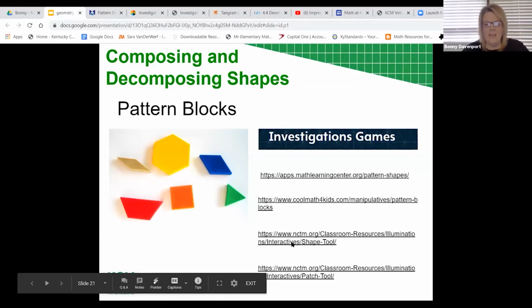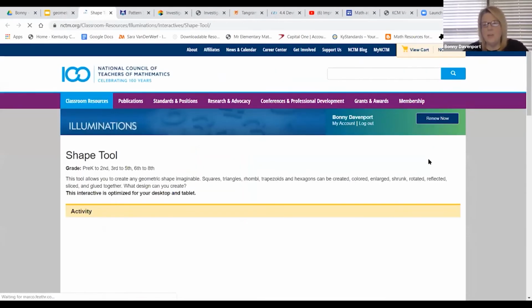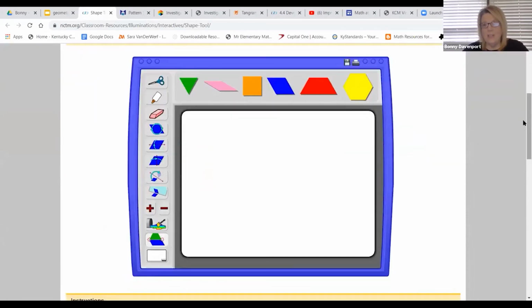And then NCTM has a shape tool, and I wanted to show you this one because it has a really nice feature. Let's take this hexagon here, and we're going to enlarge it a little bit, because one of the standards was to partition it into halves, fours, and thirds when you get to 2nd grade. So you can cut this little shape in half, and then you can pull it apart to see what 2 shapes make up this bigger shape.